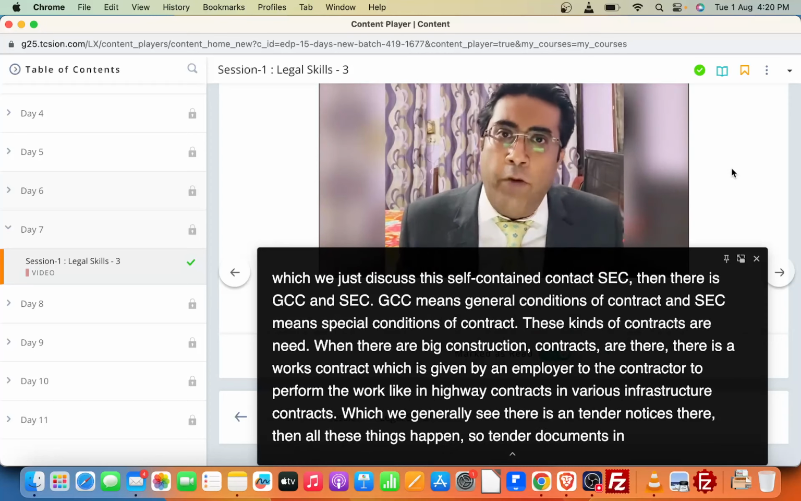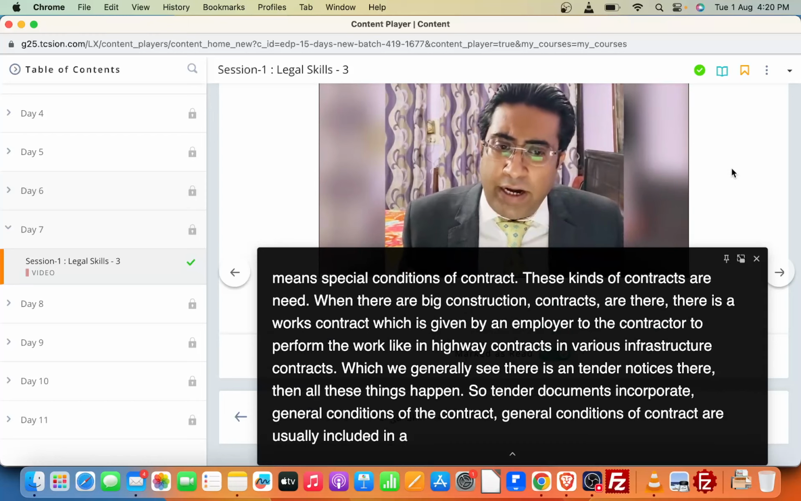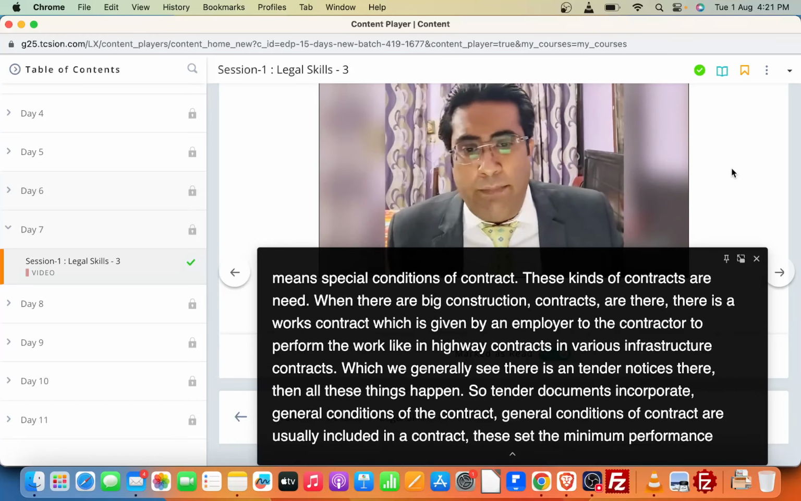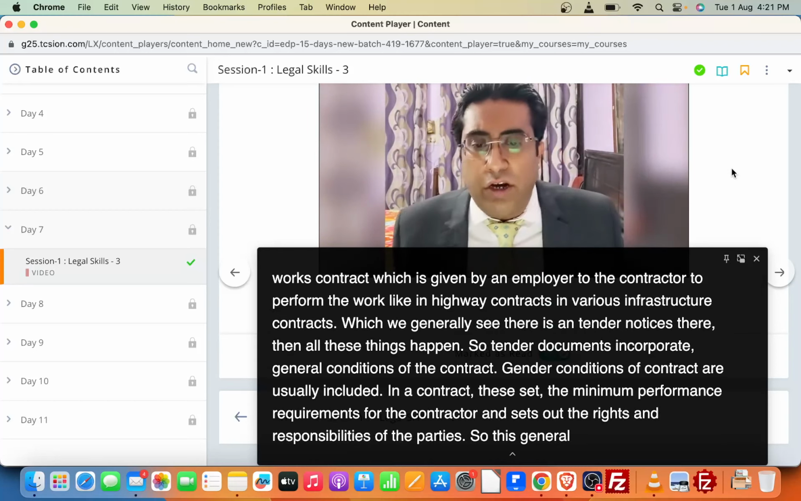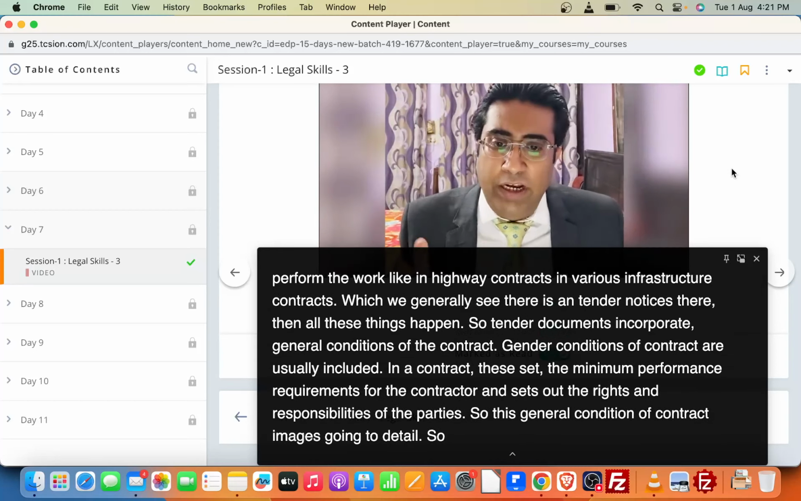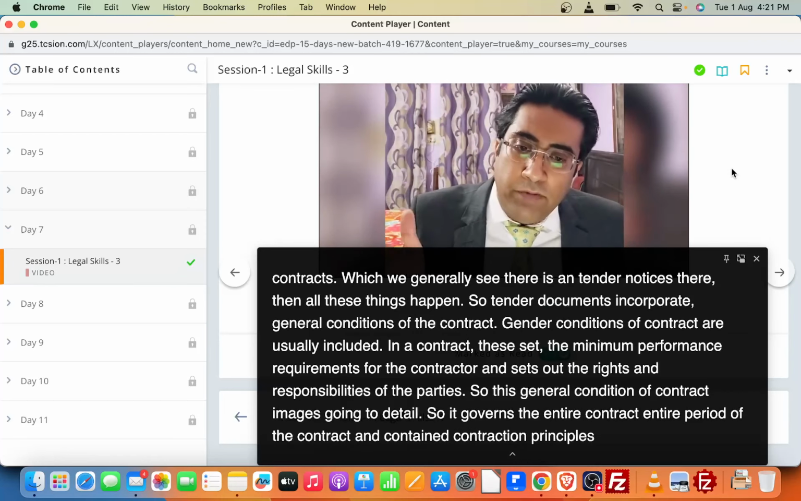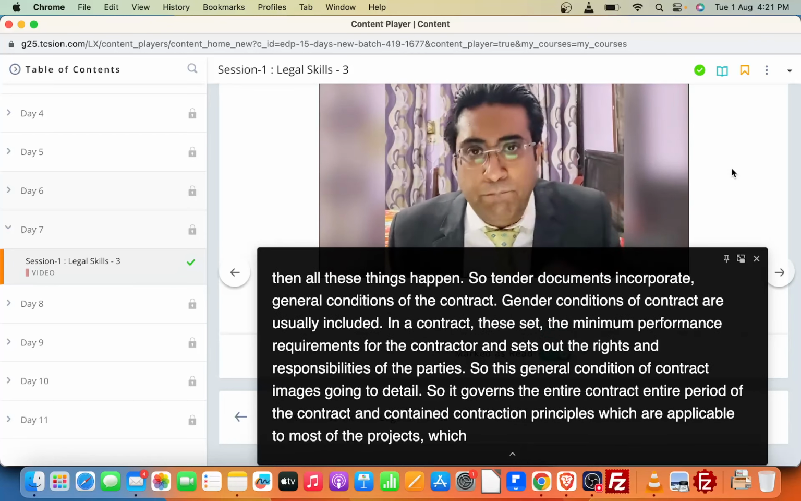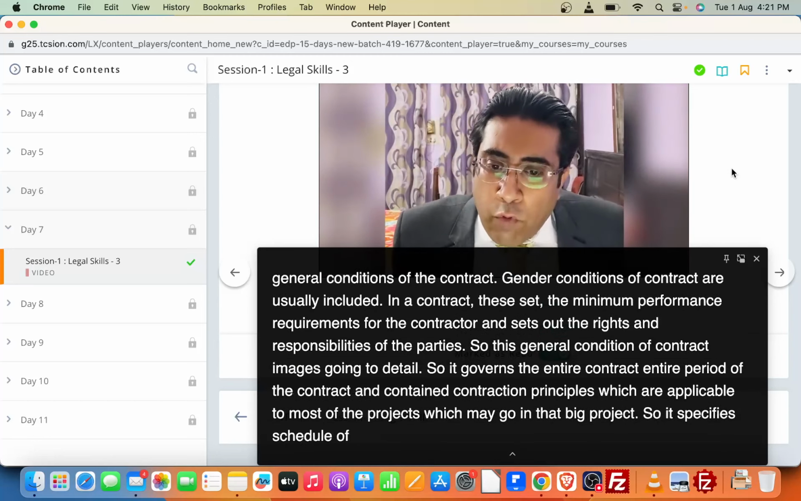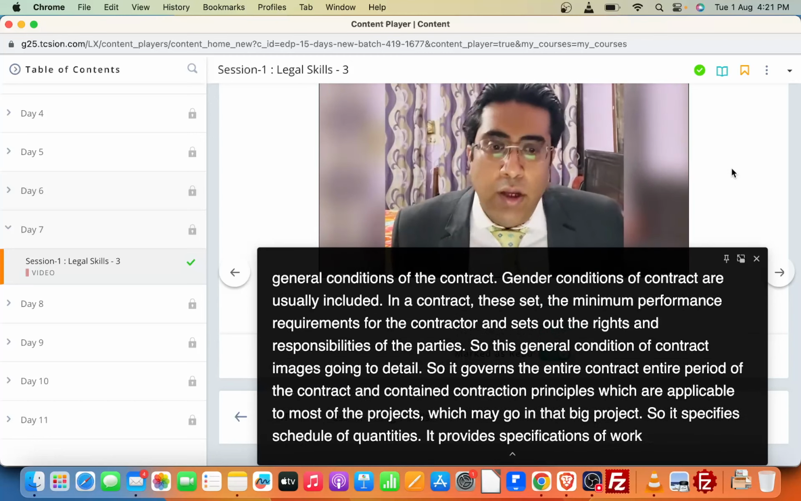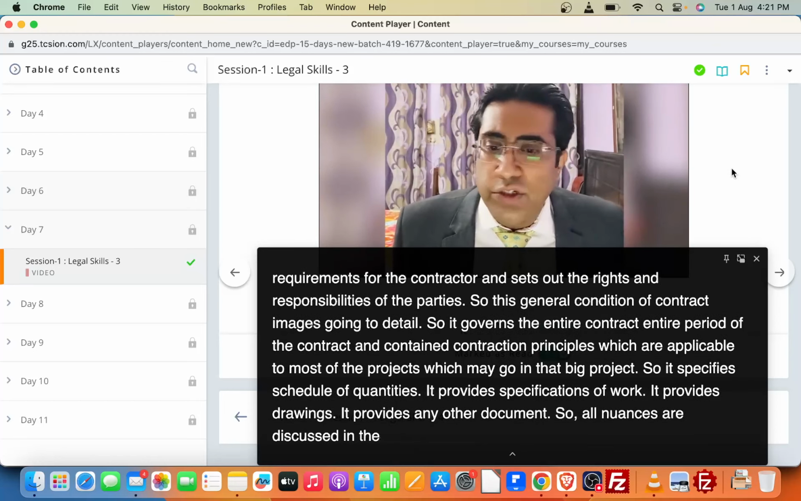So tender documents incorporate general conditions of the contract. General conditions of contract are usually included in a contract. These set the minimum performance requirement for the contractor and set out the rights and responsibilities of the parties. If we go into detail, it governs the entire period of the contract, and contains contractual principles which are applicable to most of the projects in that big project. So it specifies the schedule of quantities, provides specifications of work, drawings, and any other document. All the nuances are discussed in the general conditions of contract.